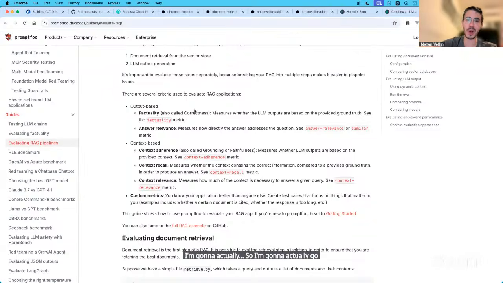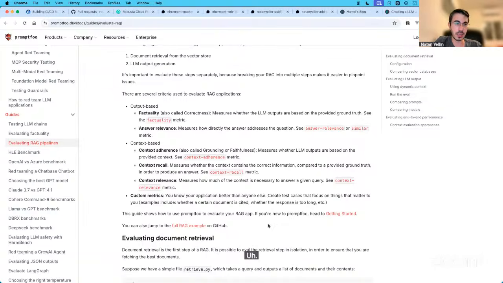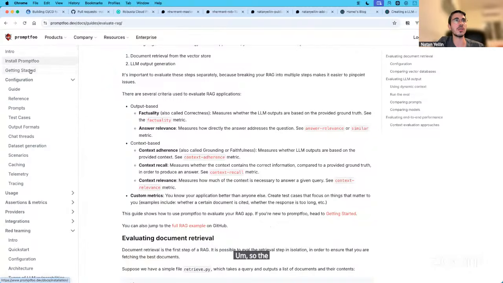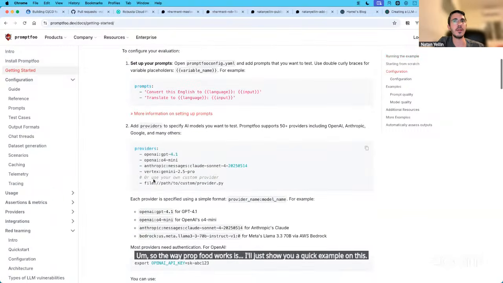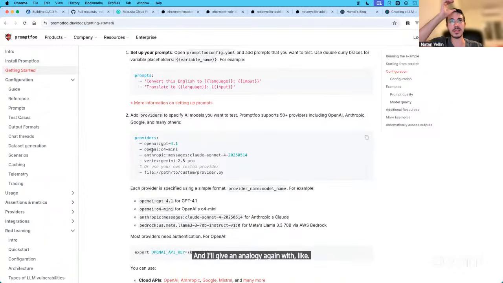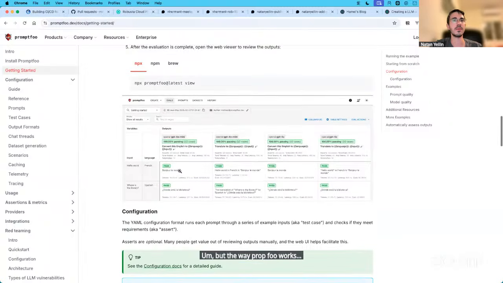I'm going to go a little bit into why. I'll wait for any other questions to come in, but maybe this is an interesting point to elaborate on: why we moved away from evaluations as just YAML to evaluations as code, and what I mean by that. The way Promptfoo works, I'll show you a quick example, and then I'll give an analogy again with Terraform and manifests.